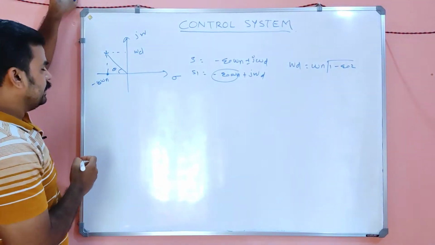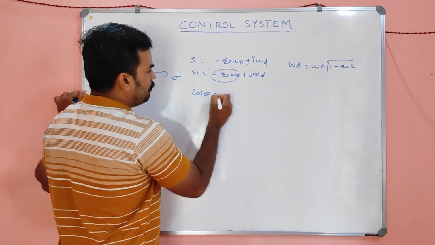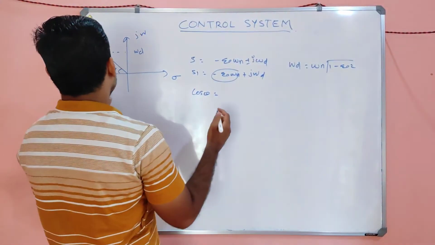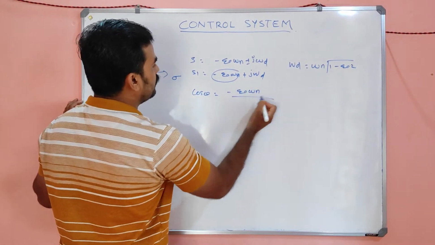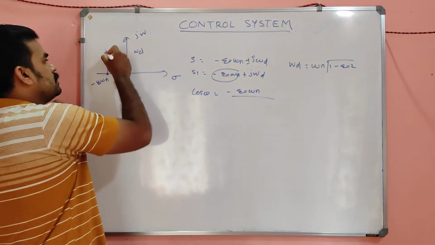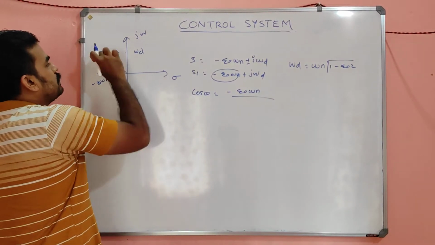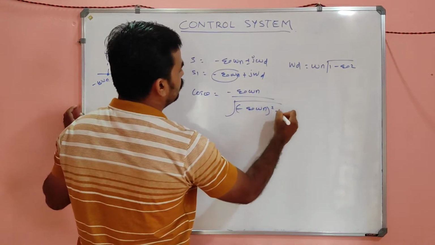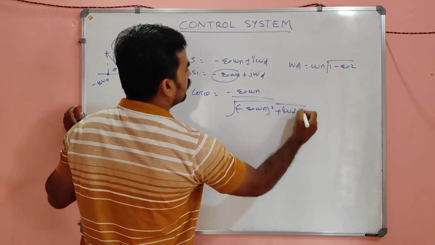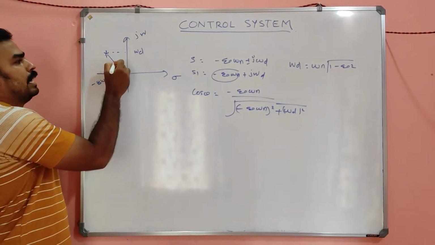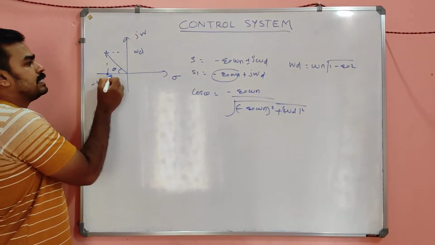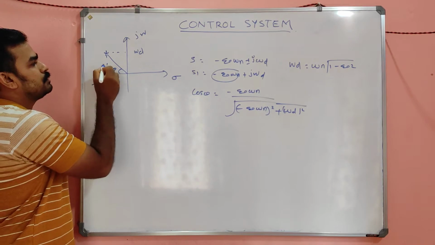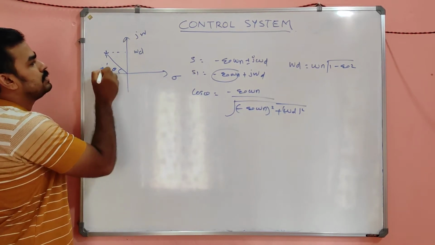If you take cos theta, what will it be? Cos theta is the adjacent side divided by the hypotenuse. The adjacent side is minus zeta omega n, and the hypotenuse is obtained by adding the two parts: root of minus zeta omega n the whole square plus omega d square. Am I correct, my dears?